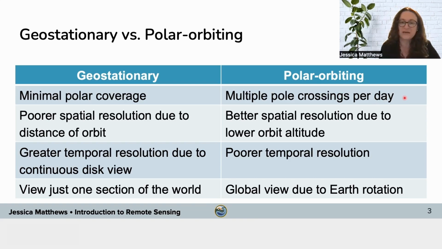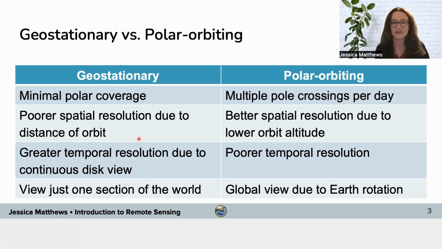However, the polar orbiting missions actually have multiple pole crossings per day. It's the best temporally sampled piece of the Earth from the polar orbiting missions. So that might be more appropriate for your purposes if you're interested in what's going on at the North or South Pole. Given the distance of orbit, recall that the geostationary satellites are much further away from the Earth's surface. The data that's derived from them tends to have poorer spatial resolution. However, because the polar orbiters in that near-Earth orbit are much closer to the Earth's surface, they tend to have better spatial resolution.